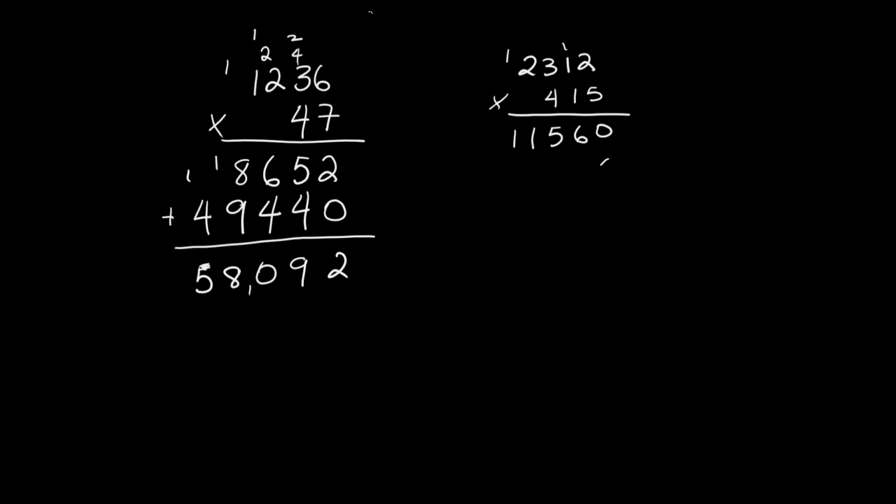Now we will put down a 0 as we're skipping a line. 1 times 2, that's 2. 1 times 1, that's 1. 1 times 3, 3. And 1 times 2, 2. We're skipping the line, so we add 2 zeros. 4 times 2, that's 8. 4 times 1, that's 4. 3 times 4, that's 12. Carry 1. And 2 times 4 is 8, plus 1, that's 9.